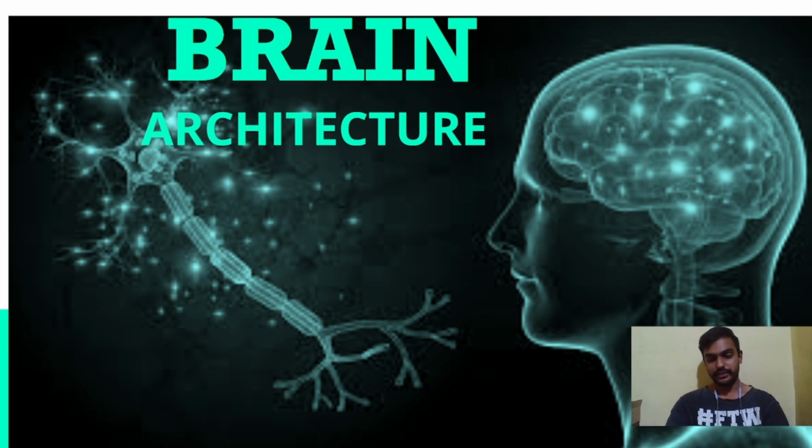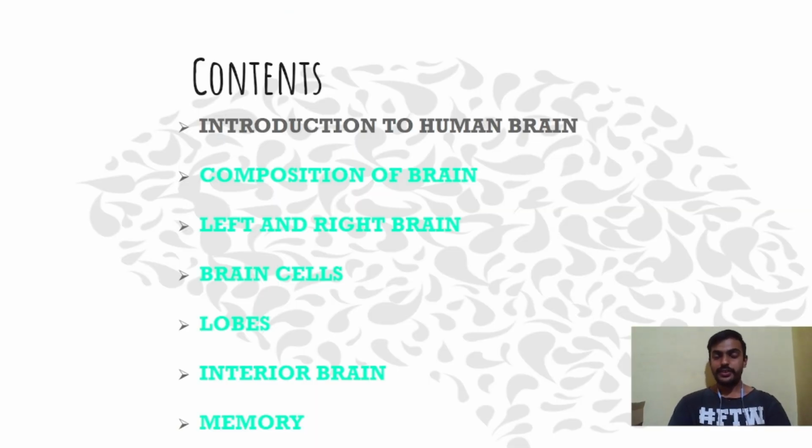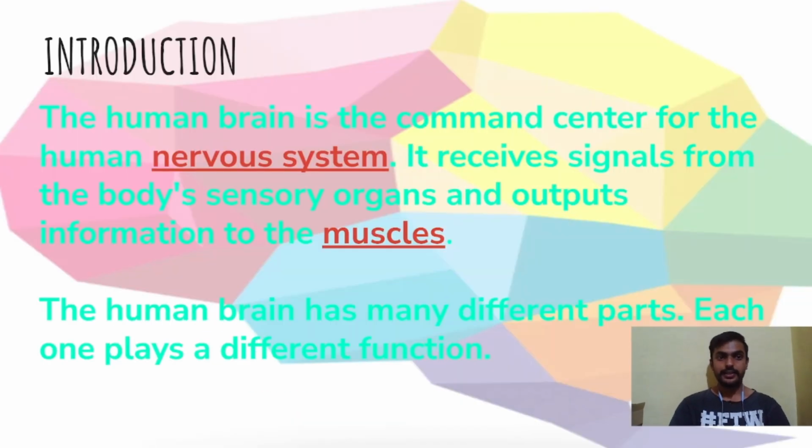Brain architecture. So, the contents covered under this presentation are introduction to the human brain, composition of the brain, left and right brain, cells, lobes, interior brain, and last but not the least, memory.